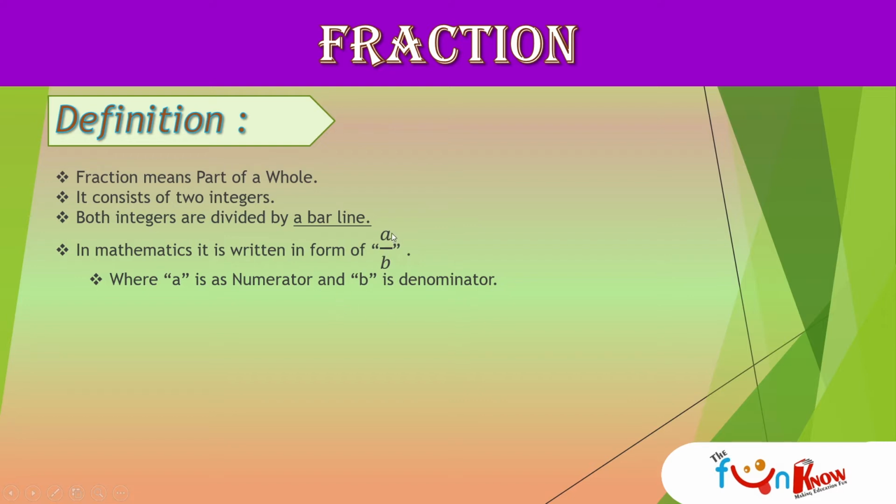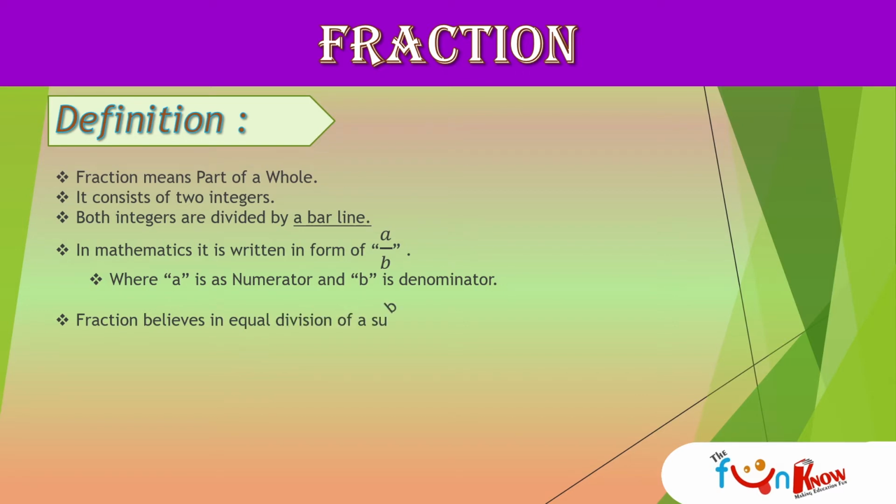Means students, in the fraction there are two values, the upper value and the lower value, which are divided by a bar line, right? So the upper value, here in the example, is A. So A will be considered as the numerator and B, the lower value of the fraction, is considered as the denominator. Yes? So we'll understand more about fractions.